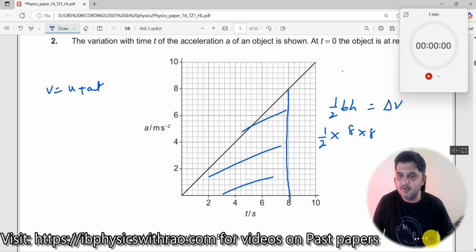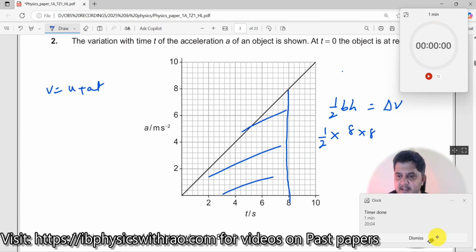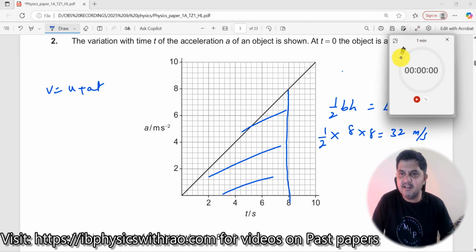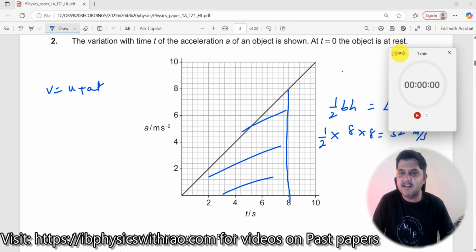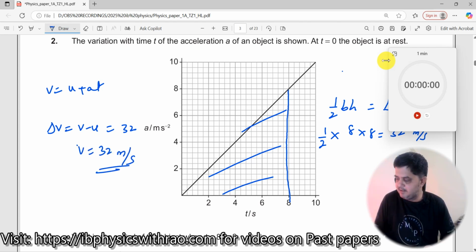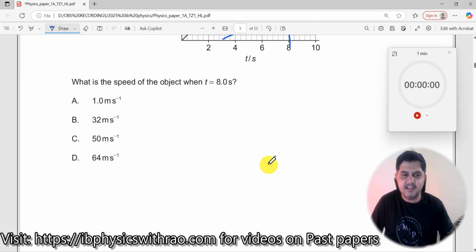So thus, you get this answer as 64 divided by 2, which is 32. What is the unit here? Meters per second. So delta v is equal to 32 meters per second. It's also given here that the object is at rest, which means now your delta v is equal to v minus u, which is 32, and u is 0 since it is at rest, so v should be equal to 32 meters per second. So the answer here is 32 meters per second.